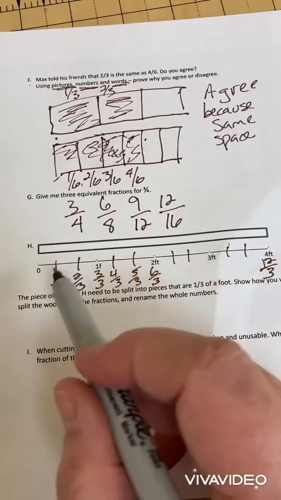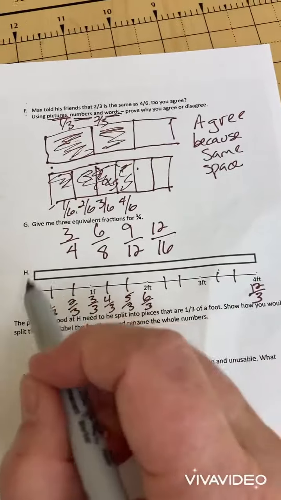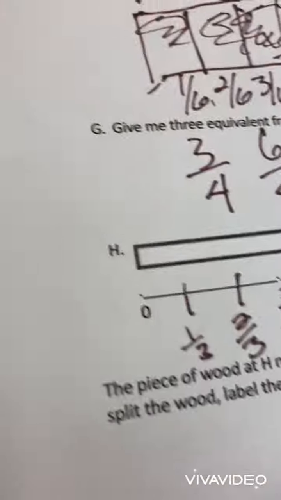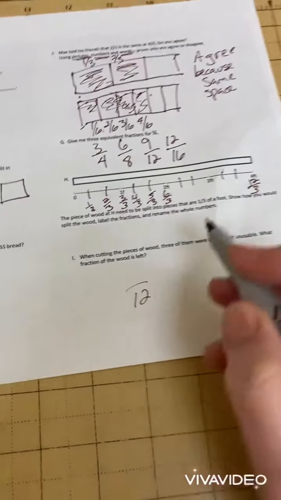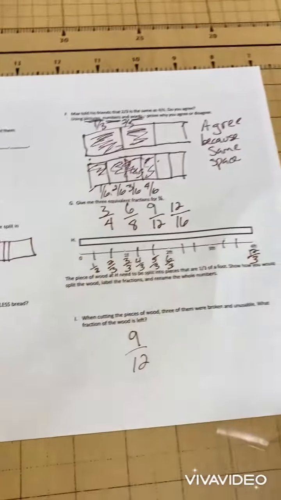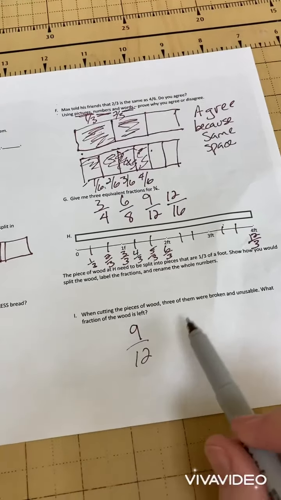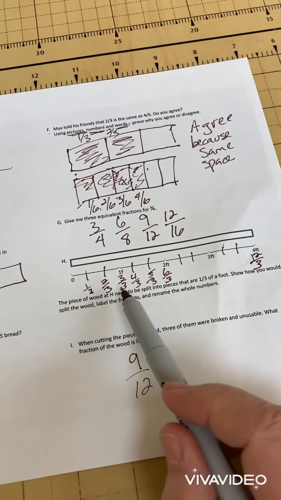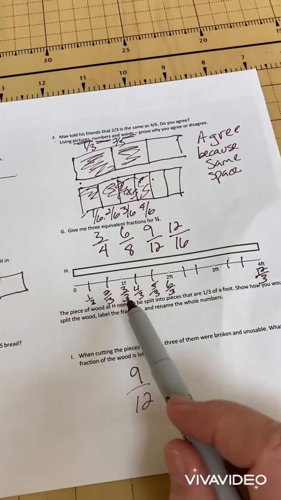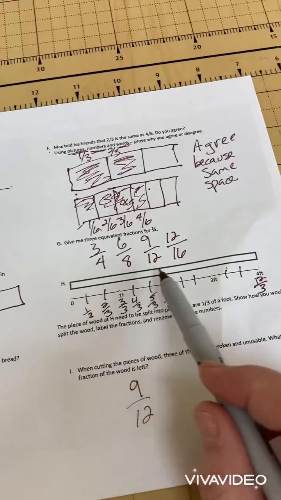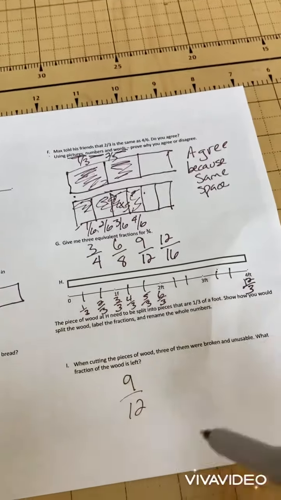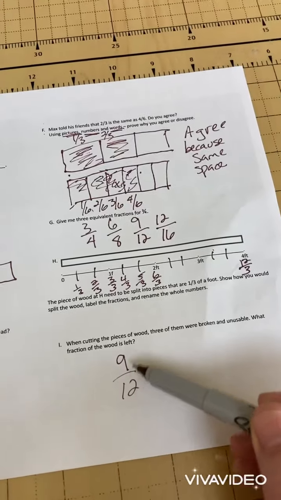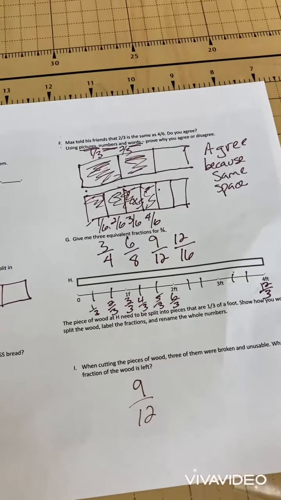So the wood was actually split into 12 pieces. Okay, so my fraction is gonna be 12ths. 3 of them broke, which means 9 of them are left whole. So the answer here is 9/12. So this was thirds because we were talking about thirds of a foot, but now we're talking about the fractions of the whole piece of wood, which was broken into 12 pieces. 3 of them broke, which left 9.